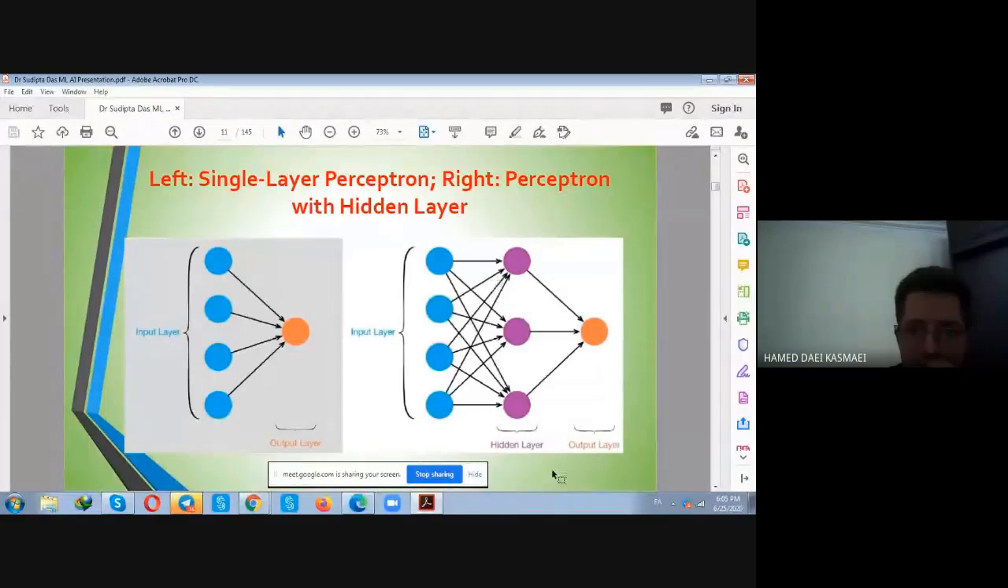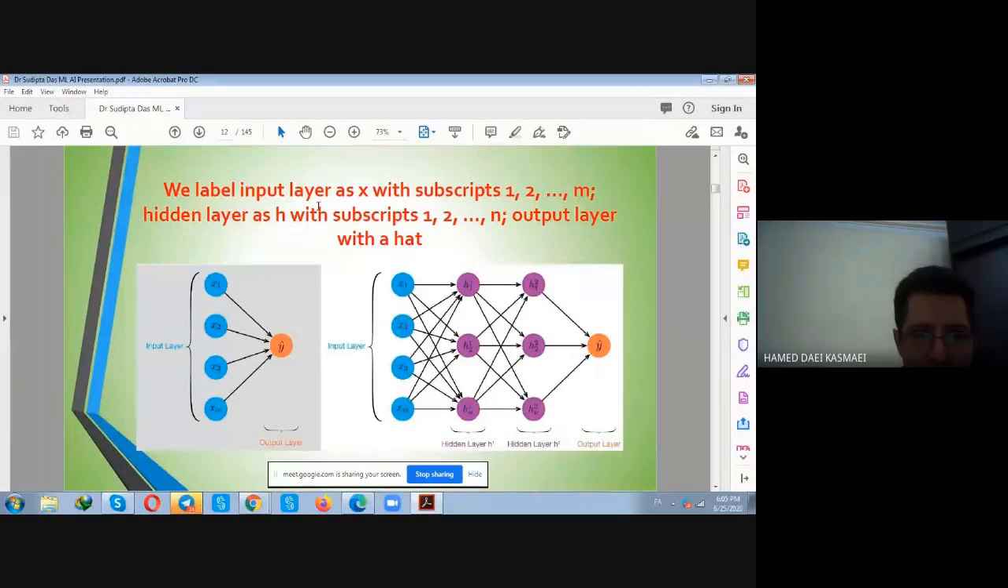The violet circles here show you the hidden layer. So we label the input layer as X with subscripts 1, 2, up to m, and the hidden layer by H, and the output by Y hat. Okay, so again we have the multi-layer perceptron.